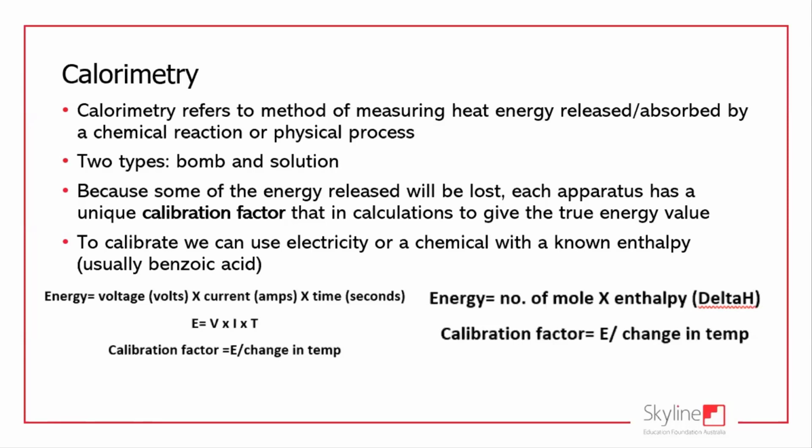Whenever we burn some food in a machine, some of the energy is going to be lost to thermal energy or whatever. So each apparatus has a unique calibration factor. What we usually do is burn a chemical, put in electricity of a known energy amount, and calculate the temperature increase of water. Then we can work out the theoretical and the actual, and use the difference to calculate a calibration factor. That tells us how much energy is lost every time we use it. Then we burn food in this apparatus, apply the calibration factor, and it tells us how much energy a piece of food actually has.